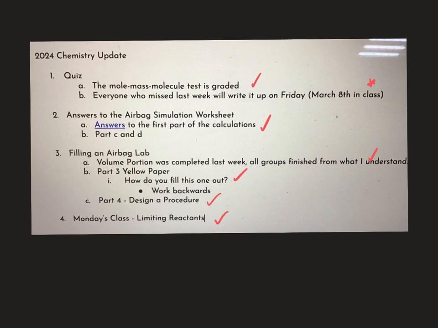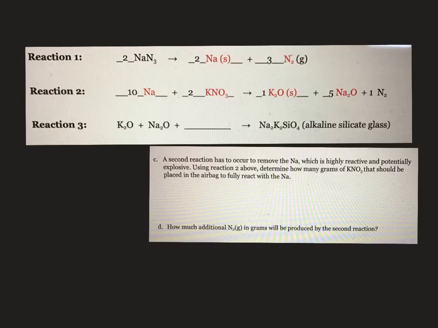So let's look at the Airbag simulation. Okay, so there's a C and D part to the Airbag calculations, and it was right here. So somebody was just asking, how do you actually do this part? It says, in the second reaction, you have to remove all the sodium that is produced because it's kind of reactive and explosive. So using reaction 2 above, determine how many grams of potassium nitrate should be placed in the airbag to fully react the sodium.